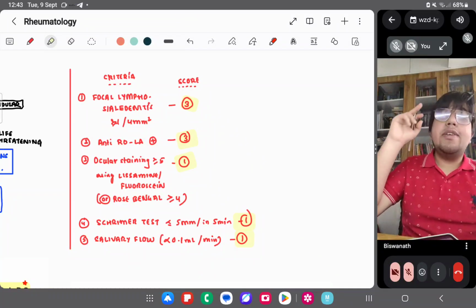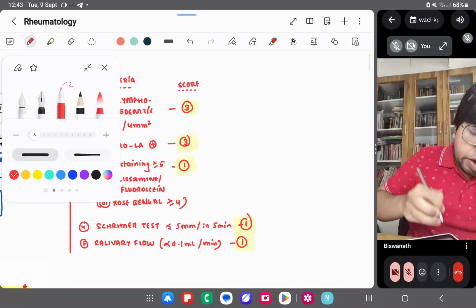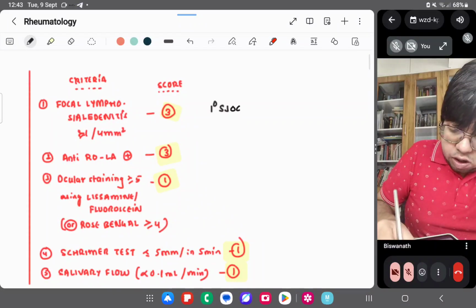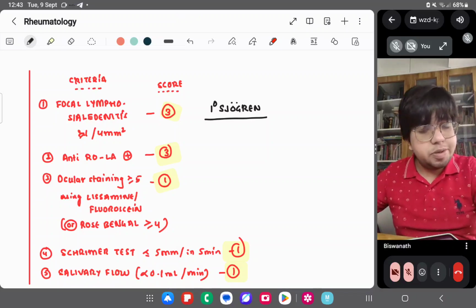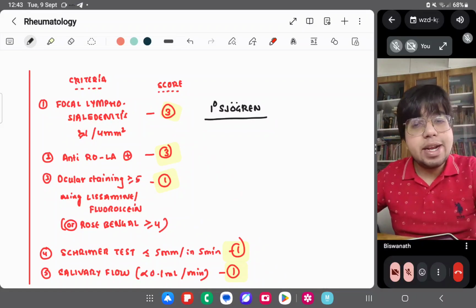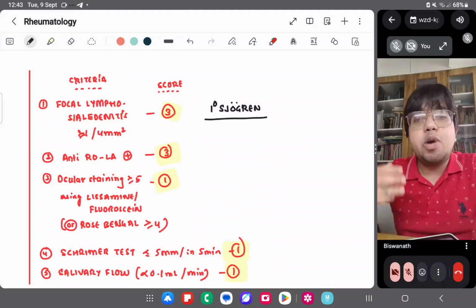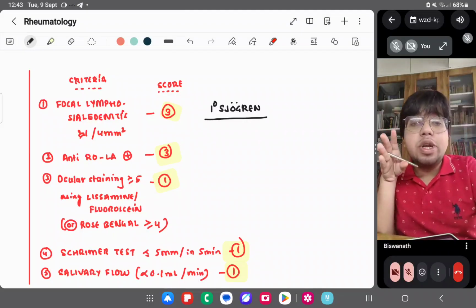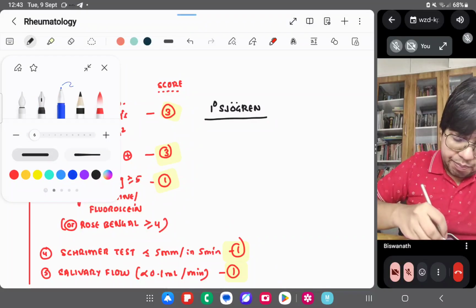Whenever you have primary Sjogren's, how can you diagnose primary Sjogren's according to this score? In primary Sjogren's, at least one symptom of dryness must be present. That is sicca symptoms, any dry mouth, any oral or ocular dryness, plus the total score is more than or equal to 4.